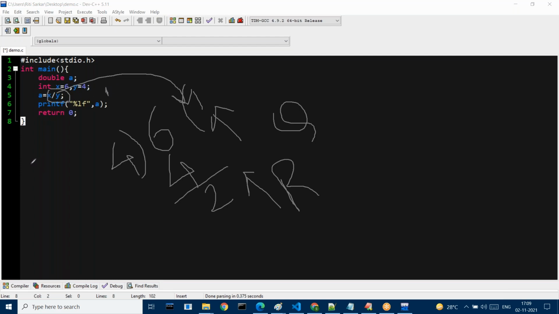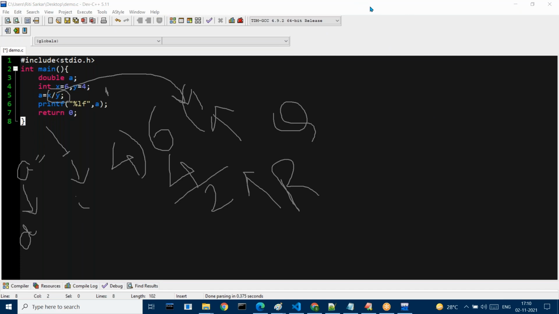Now what is the statement becoming? A is equal to 1. A is what type and 1 is what type? Sir, A is a double type, 1 is an int type. What will happen? The lower data type will be automatically converted to higher data type. So how we will remember this thing?